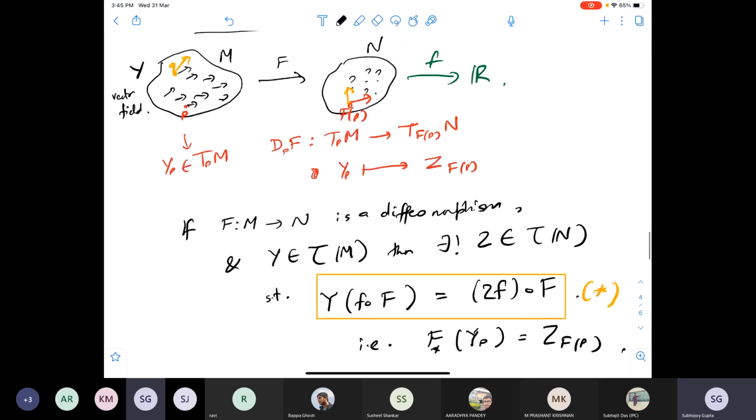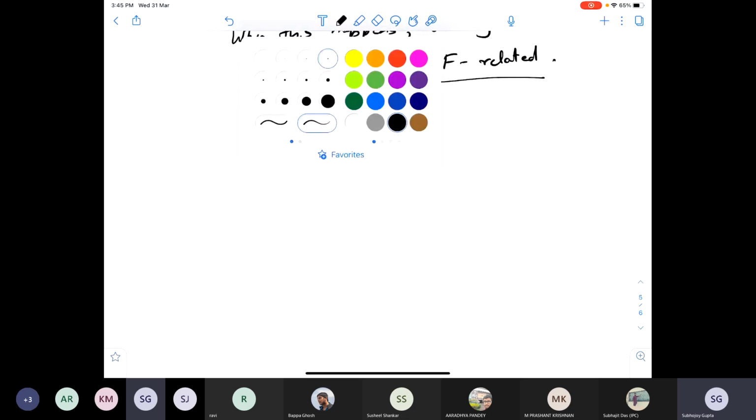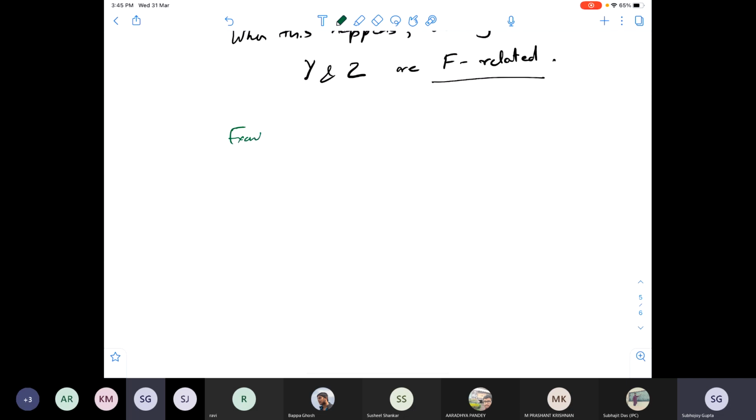So maybe I'll skip some examples of things which are F related and not. Let me just mention something very briefly. For example, if you look at the vector field, something you must have come across in multivariable calculus, your vector field, let's call it Y, is x del y minus y del x. This is on R2.